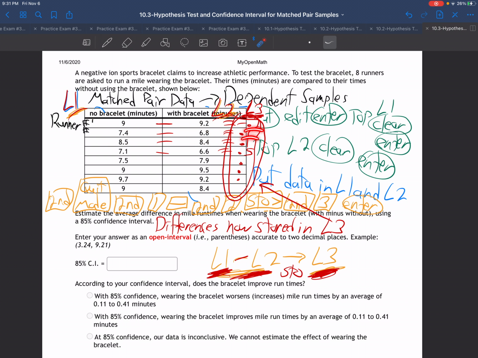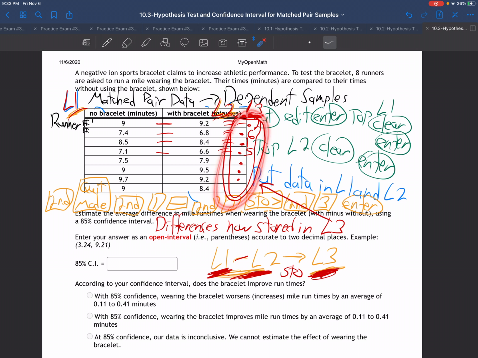So all these differences tell us if the bracelet helped or not. Positive answers are when the bracelet helped, because with the bracelet, the total was lower. So when you subtracted, you got a positive answer. Negative answers like this one tell us the bracelet did not help that person, it hurt that person. When the with-the-bracelet time is higher and you subtract, you're going to get a negative, which means the bracelet didn't help. So these differences, whether they're positive or negative, are what's going to tell us whether the bracelet's working or not.